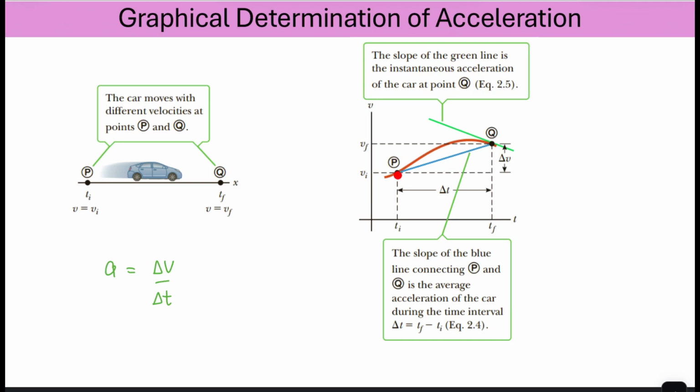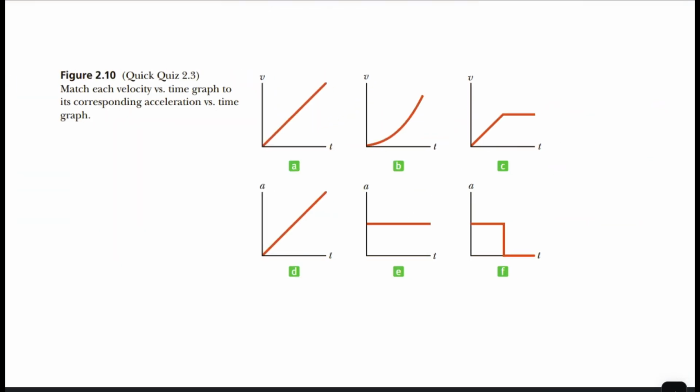If we're talking about average acceleration from point P to point Q, you connect these 2 points and calculate the slope of the blue line here. That will give you the average acceleration. However, if you particularly want to know the instantaneous acceleration at T final at point Q, you draw the tangent line, the green one here, and calculate the slope. This will give you the instantaneous acceleration of the car at T final, or Q position.